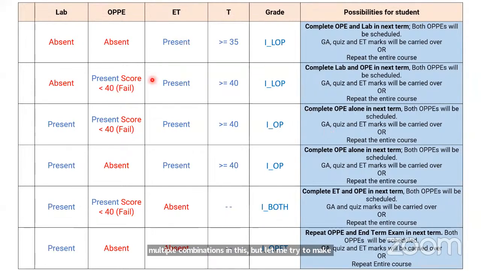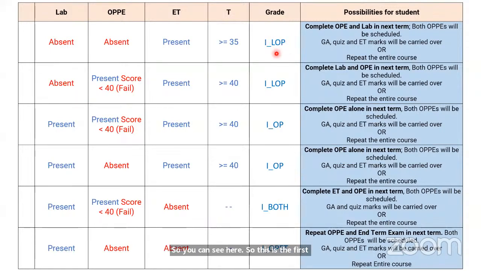Suppose you are present in the end term. Okay, so this is the end term exam. You are present in the end term and you have scored more than 40%, and you are absent in one of the components, whether it is lab or OPPE, or you have failed in OPPE. In such case, it will be incomplete, and it will be incomplete based on whether you are absent for OPPE or absent for lab and OPPE. If you are absent for lab and OPPE, it will be I_lab OPPE. So you can see here.